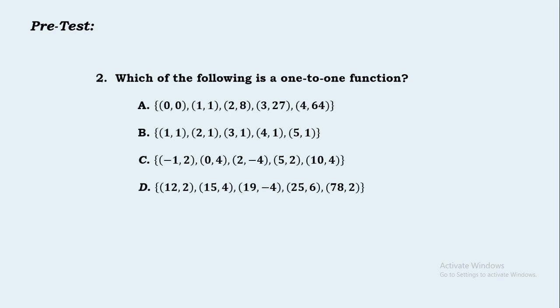Let's proceed to number 2. Which of the following is a one-to-one function? A. A set of ordered pairs (0, 0), (1, 1), (2, 8), (3, 27), and (4, 64). Letter B. A set of ordered pairs (1, 1), (2, 1), (3, 1), (4, 1), and (5, 1). Letter C. A set of ordered pairs (-1, 2), (0, 4), (2, -4), (5, 2), (10, 4). Letter D. A set of ordered pairs (12, 2), (15, 4), (19, -4), (25, 6), and (78, 2). 1, 2, 3, 4, and 5. The correct answer is letter A.